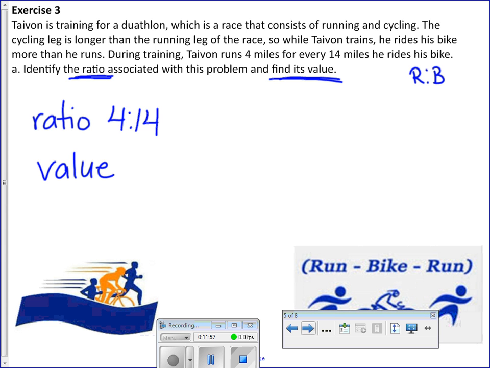But now we want to find its value. How do we write value? Value is written as a fraction. So I'm going to write it as a fraction. But is that how we want to write it? How do we want to write it? Right. So that's actually our value. 2/7. Let's see if he's consistent.